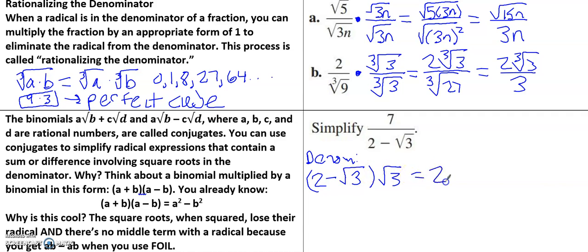So I'm going to get 2 root 3, right? The root 3 is going to distribute to the 2. My pen stopped working. Minus, the root 3 is going to distribute here. Well, that's cool because this is square root of a times the square root of b up here. Imagine the cubes weren't here. Square root of a times the square root of b.